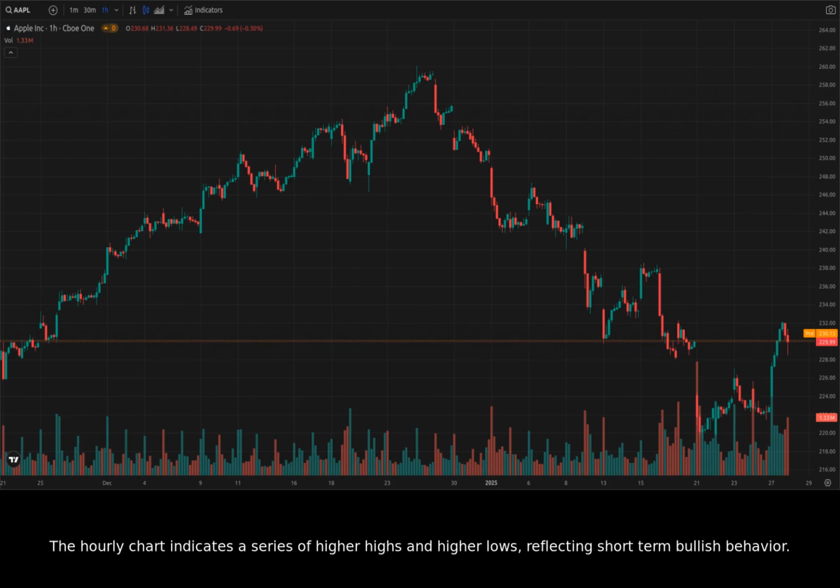The hourly chart indicates a series of higher highs and higher lows, reflecting short-term bullish behavior. However, we also observe periods of consolidation, suggesting periods of indecision in the market. The key levels to watch on this chart are the support at $220 and resistance at $230.